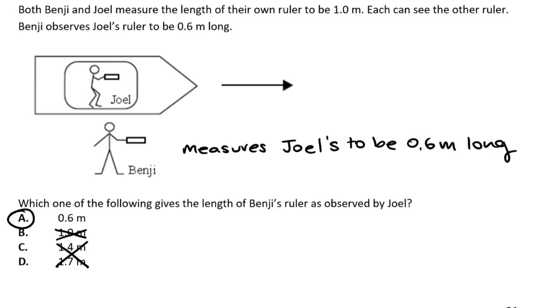It's going to be 0.6, and it's because of the length contraction. Whatever Benji notices with Joel, well, from Joel's perspective, Benji is travelling at the same speed that Benji measured Joel. It's all relativistic. So, he's going to notice the same length contraction. Who's right? Well, they're both right from their frame of reference.